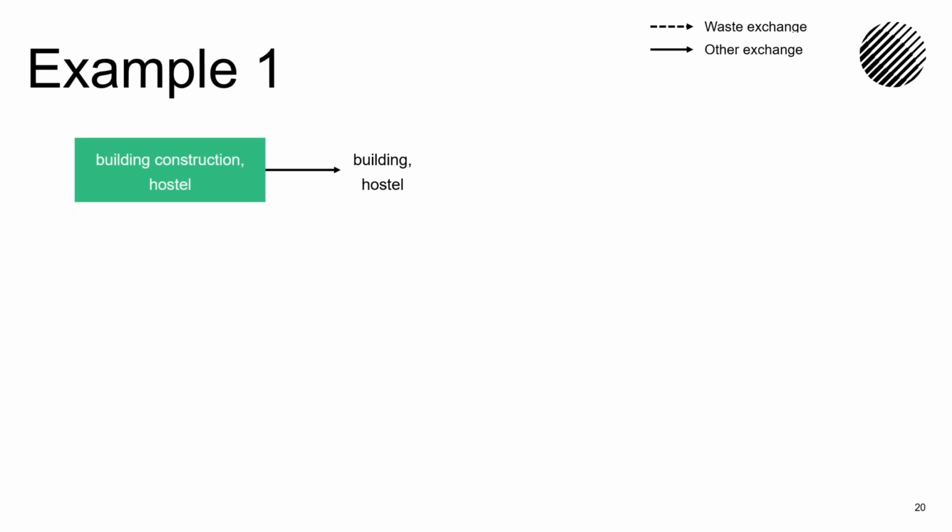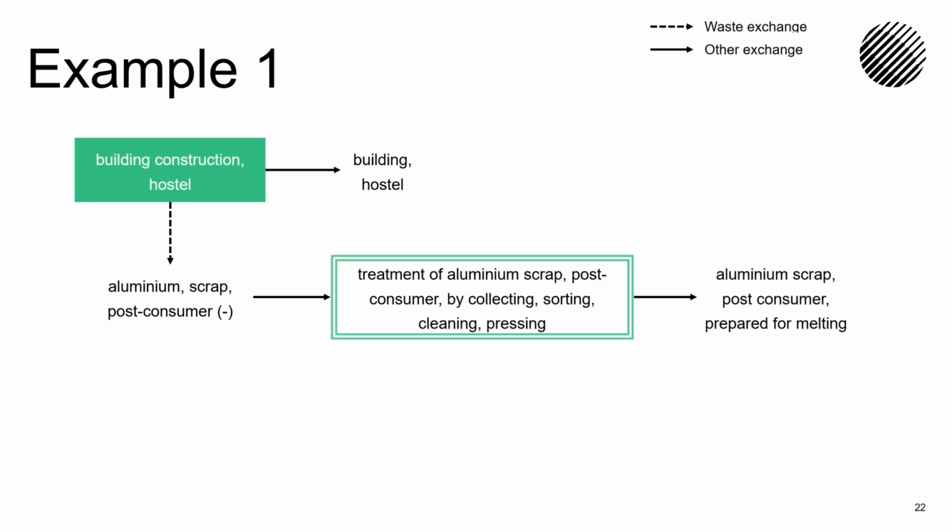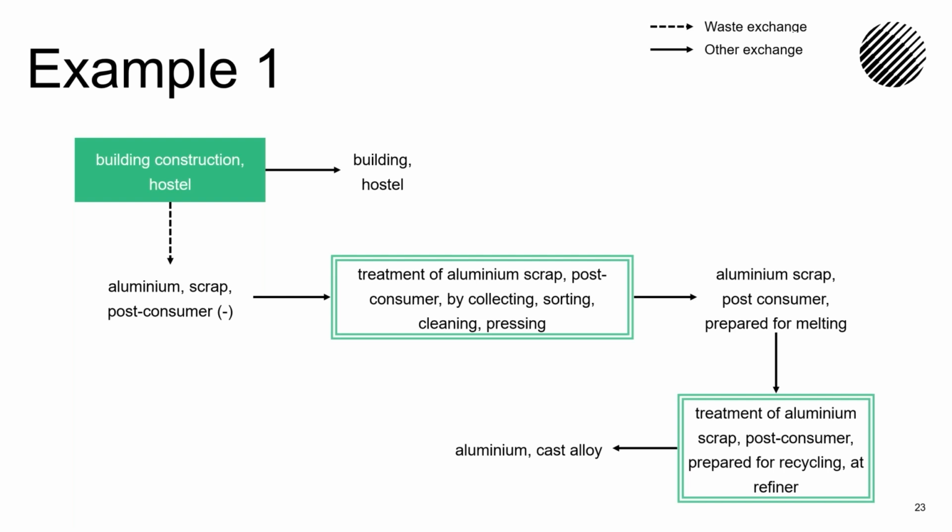So we have an activity, building construction hostel, that gives as a reference product a building hostel. This unit process also produces a waste, aluminium scrap post-consumer. Now, this waste needs to be treated, collected, sorted, cleaned, and pressed. And it will give, as a result, another exchange called aluminium scrap post-consumer prepared for melting. This exchange will enter another treatment activity, treatment of aluminium scrap post-consumer prepared for recycling at refiner, giving, as a result, aluminium cast alloy.